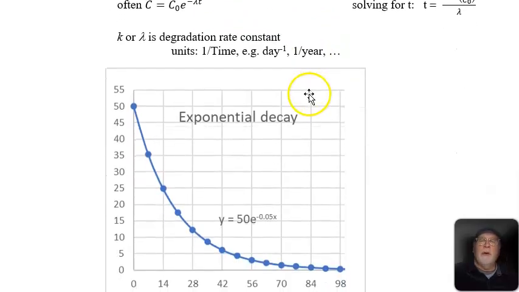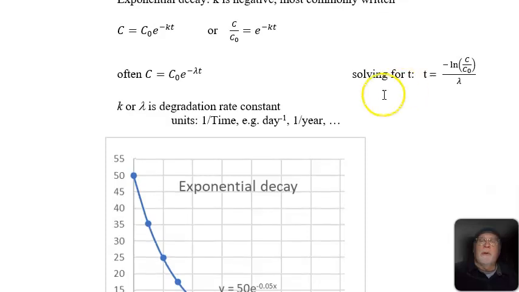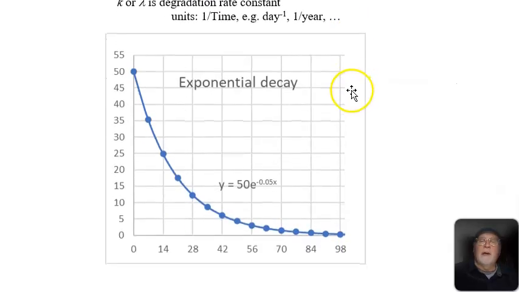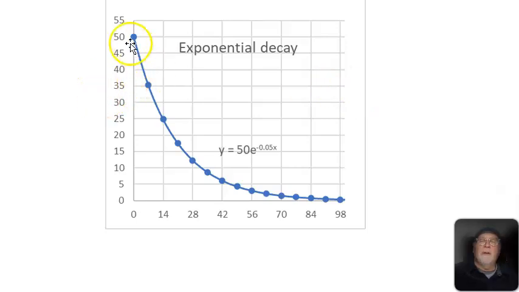So K, or lambda, which we're going to use a lot, is the degradation rate constant. The units of that are time to the minus 1, or the inverse of time: day to the minus 1, or year to the minus 1. So we take that coefficient times time, and then we have a unitless number. Exponential decay looks like this. Start at a C0, and then it goes down with time. This is concentration versus time, and it has that exponential decay.